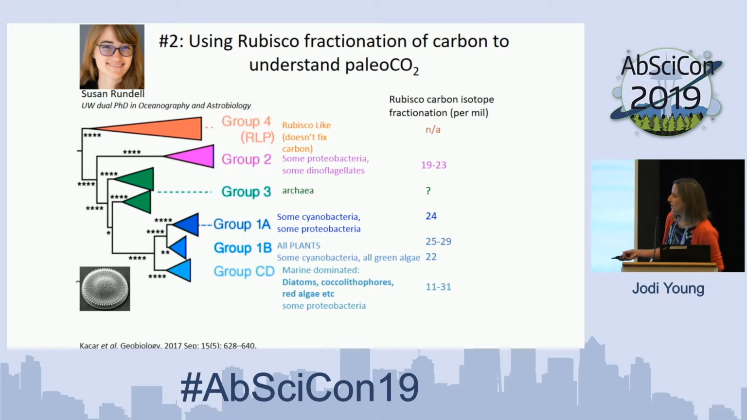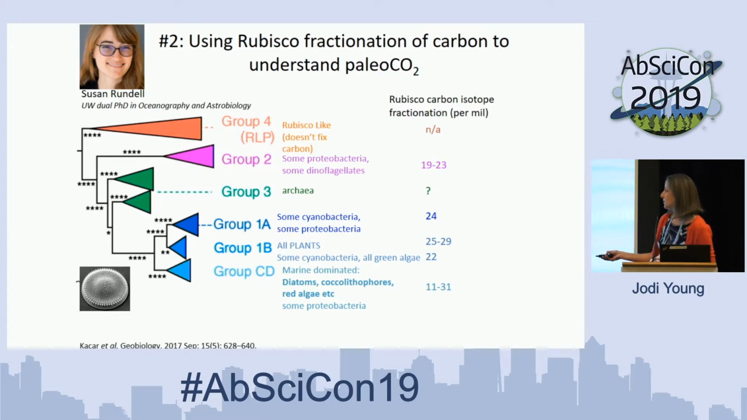And so what I'm showing you here is a phylogenetic tree of all the different types of Rubisco that are found in different organisms. I stole this tree from, you can't see properly, but it's Kajar Bettel's paper. So these are the different types of Rubisco. I've matched it up with the different organisms that have these different types of Rubisco. And so plants all have this form 1b. But in the marine environment, we actually have most of them, the eukaryotic phytoplankton, have form CD, right?